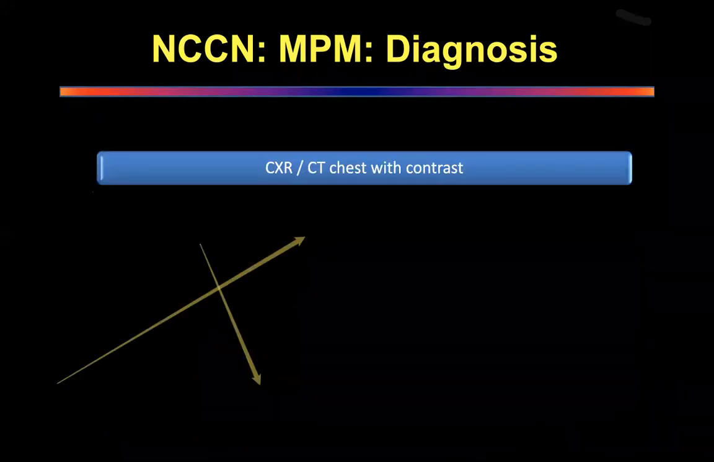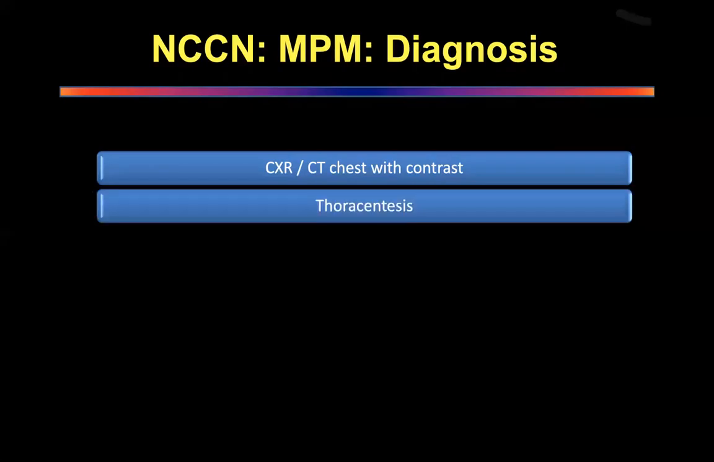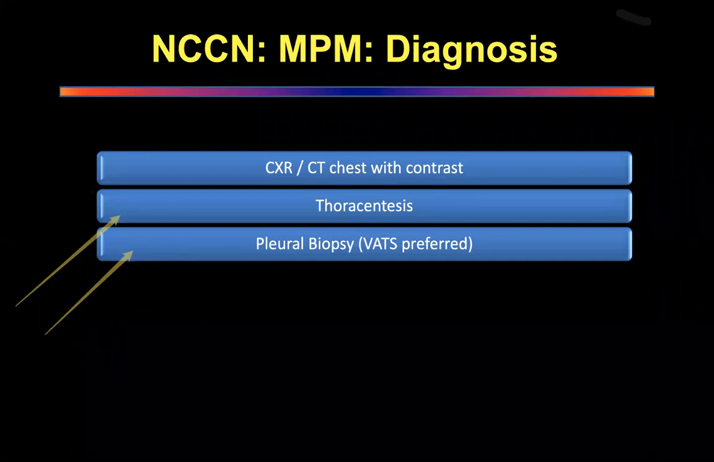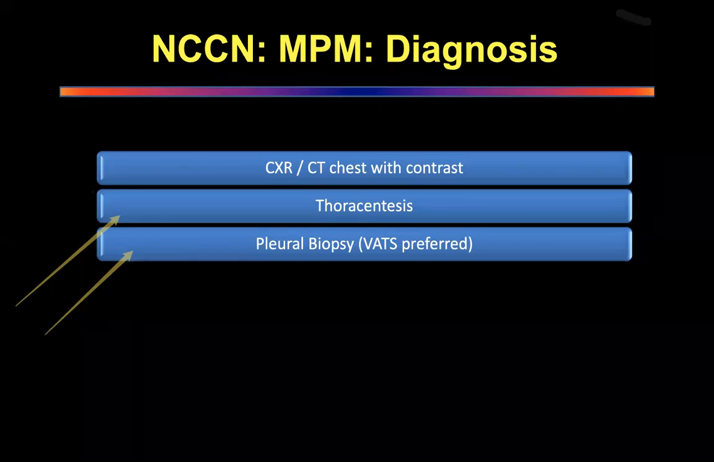So you have a chest X-ray or CT scan with contrast. That's the first step. Most of these people will have some evidence of pleural effusion. And the moment you have evidence of pleural effusion, you go in and do a thoracocentesis. When you're doing a thoracocentesis, you send the fluid for cytology, microbiology, but at the same time, if you can, preferably go in by VATS and do a pleural biopsy.